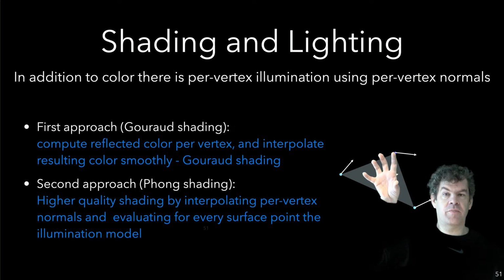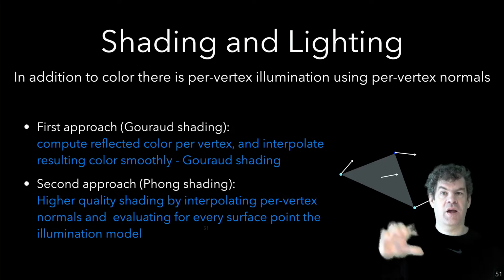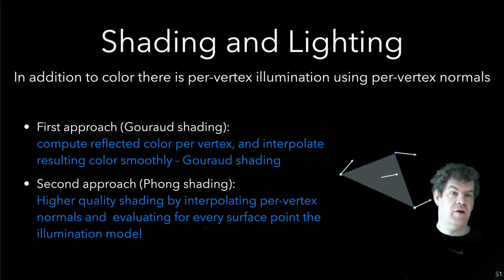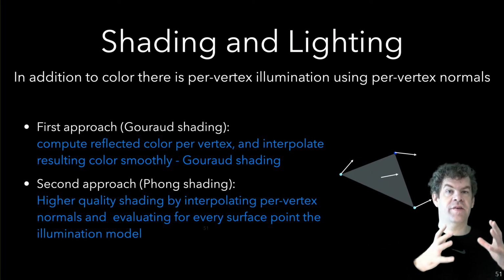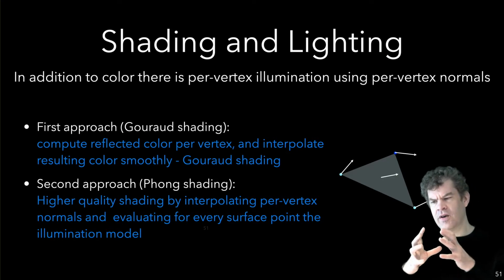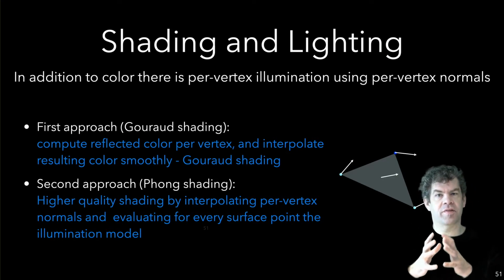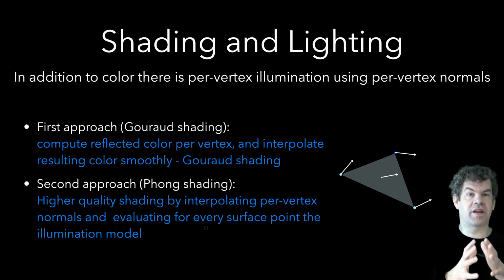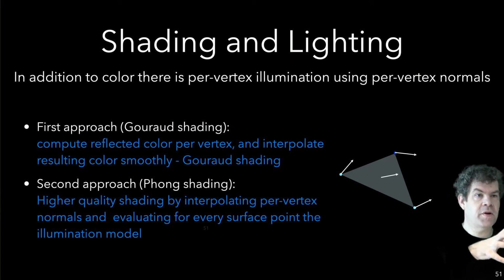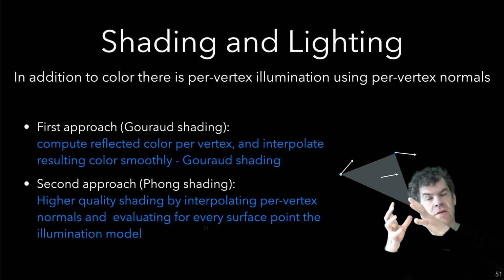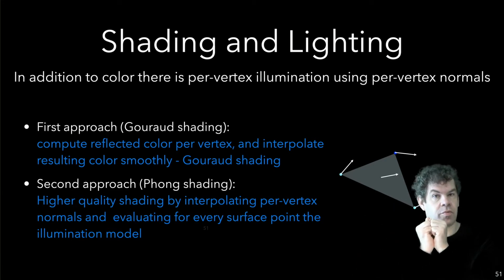It computes the colors per vertex and then interpolates them across the object. It's also sometimes called vertex lighting, which is really nasty because it's a shading technique, but it's called vertex lighting. Why? Because for this particular shading we compute the light per vertex and then interpolate it.